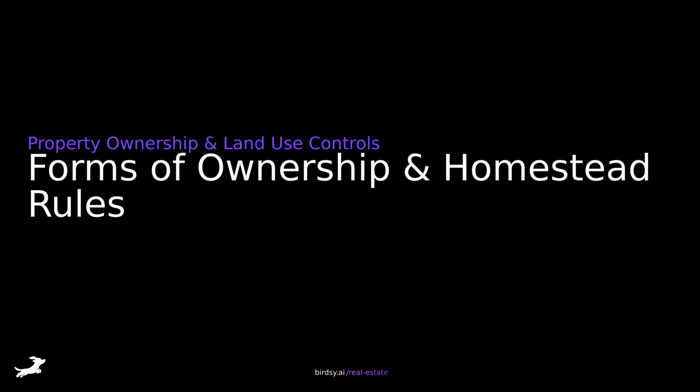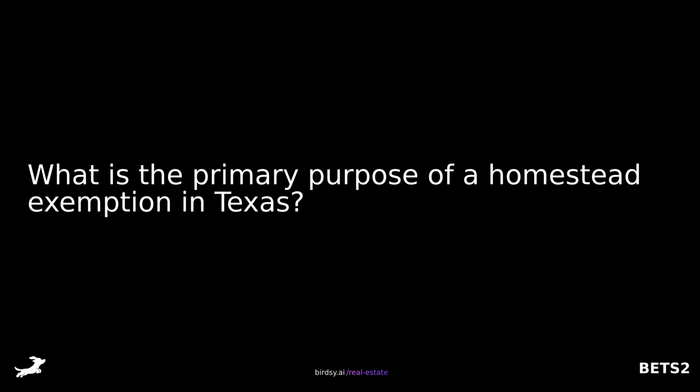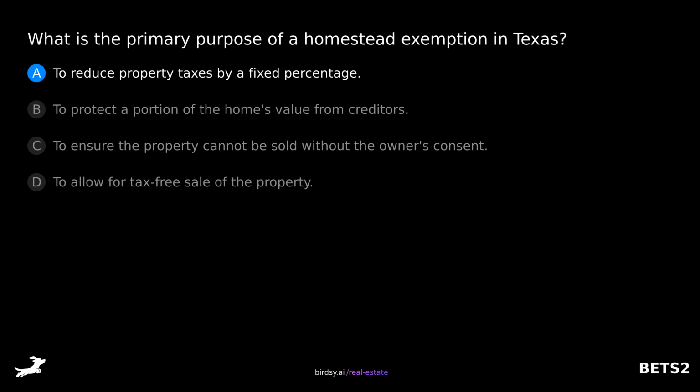Forms of ownership and homestead rules. What is the primary purpose of a homestead exemption in Texas? Is it A, to reduce property taxes by a fixed percentage? B, to protect a portion of the home's value from creditors? C, to ensure the property cannot be sold without the owner's consent? Or D, to allow for tax-free sale of the property?